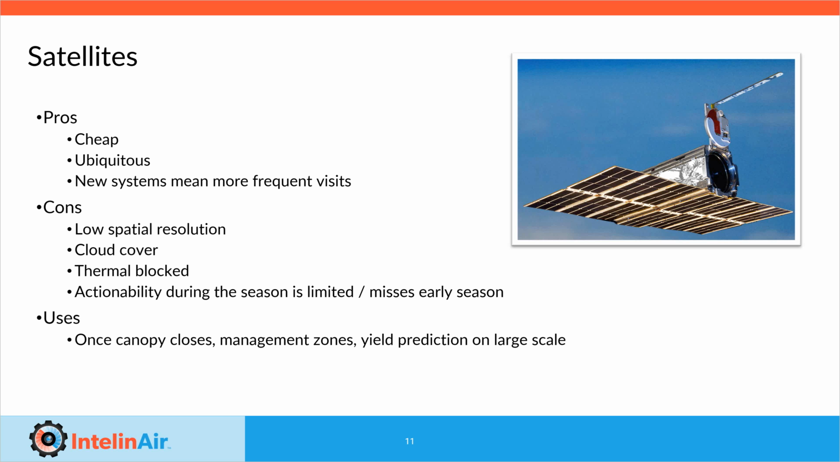You do have lower resolution, and you can't measure everything that I showed, specifically thermal imagery. You can't measure that from satellites. Typically, I think the challenge is actionability with a satellite because it's lower resolution. It's not necessarily good to catch early season issues that are going to happen in May and June. You tend to see uses more when the canopy closes, for management zones and kind of general field health, as opposed to pinpointing specific issues.